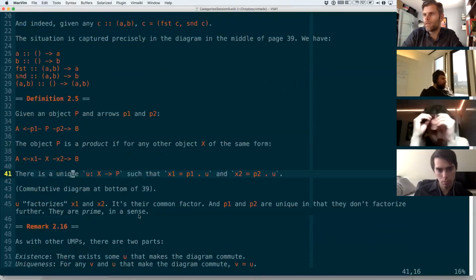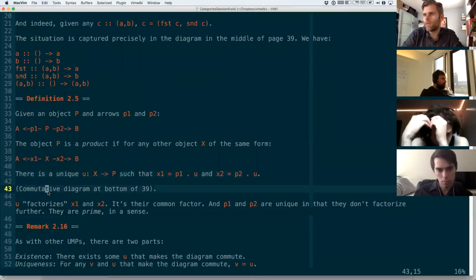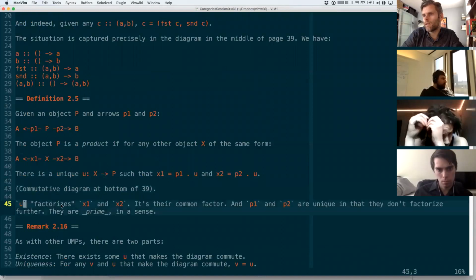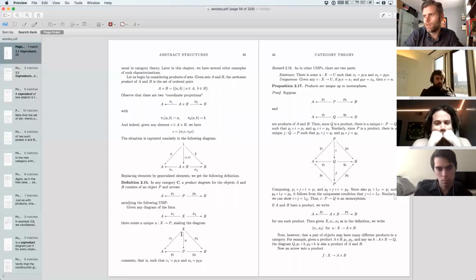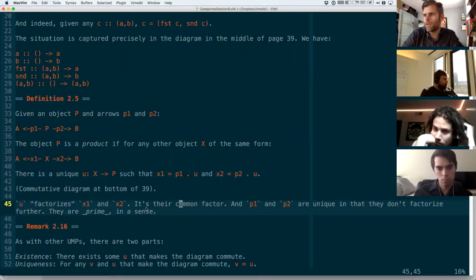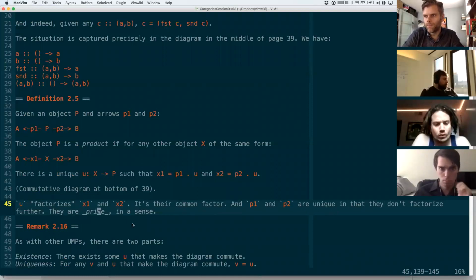Okay. Right. So he says that. Yeah. So the map U that's sort of in the middle of the diagram factorizes x1 and x2. These hypotenuses here. So the map U factorizes these two into P1 and U and P2 and U respectively. So U is sort of their common factor. And then P1 and P2 are unique in that they don't factorize further, so they are in a sense prime.